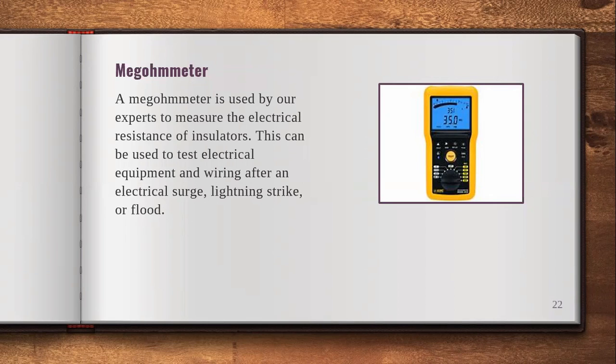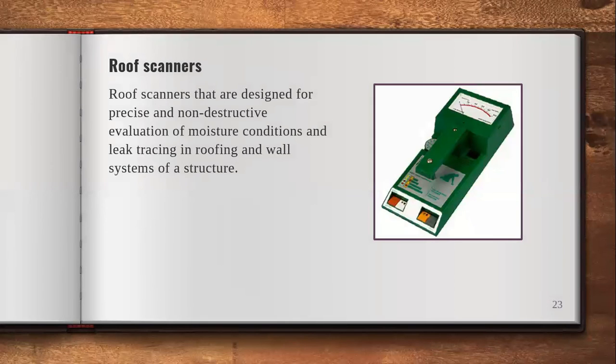Megometer. A megometer is used by our experts to measure the electrical resistance of insulators. This can be used to test electrical equipment and wiring after an electrical surge, lightning strike, or a flood. Roof scanners. Roof scanners that are designed for precise and non-destructive evaluation of moisture conditions and leak tracing in roofing and wall systems of a structure.